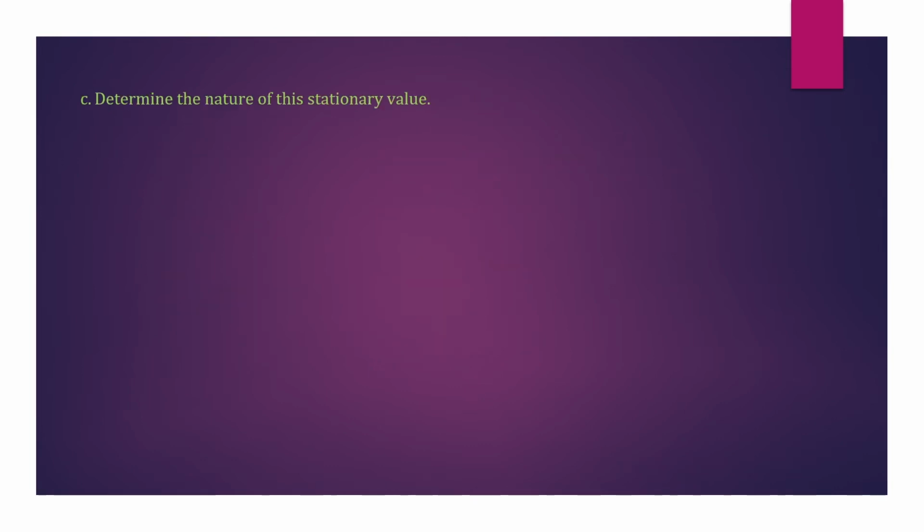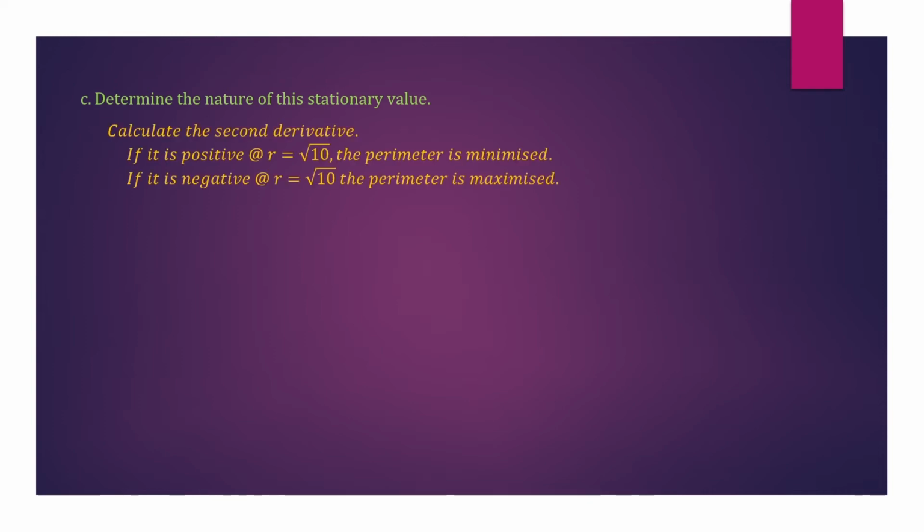In part C, we want to determine the nature of this stationary value. That means whether it's a minimum or maximum value. So we do that by calculating the second derivative. And if the second derivative is positive at r equals root 10, the perimeter will be minimized. And if it is negative at r equals root 10, the perimeter will be maximized.